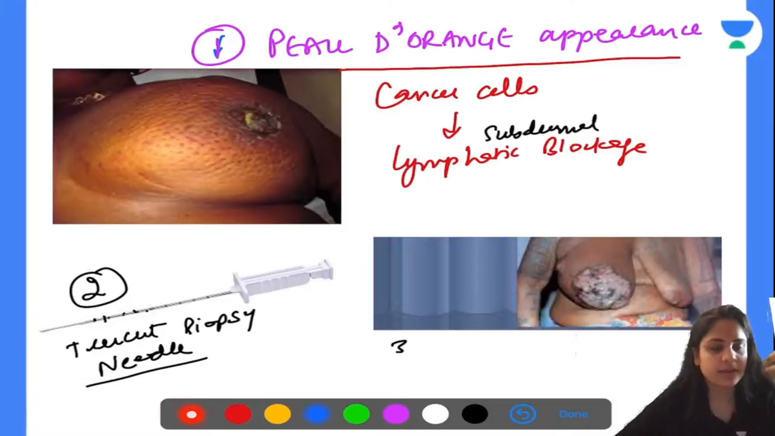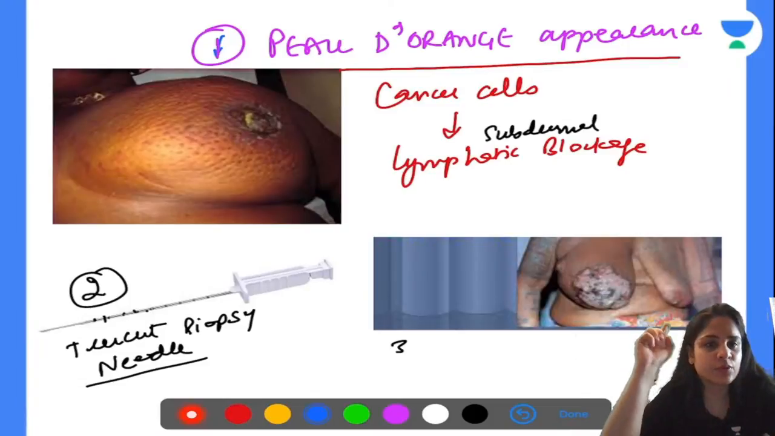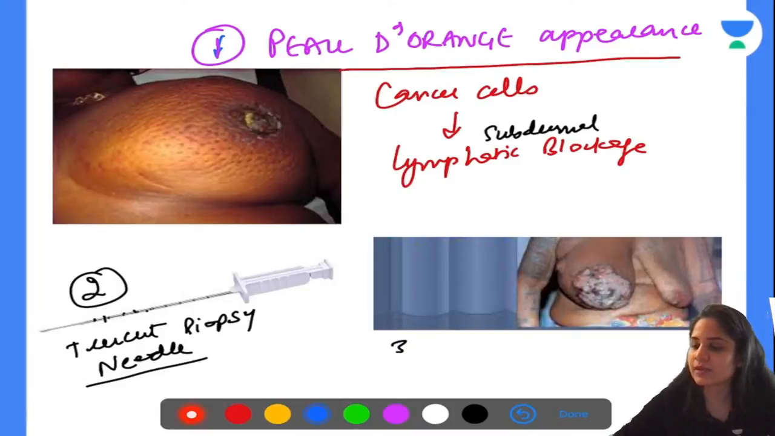Lymphangiosarcoma. Okay. Punch biopsy needle is used for taking samples of the skin. Okay. Your true cut biopsy needle is used for taking two samples. One is that of CA breast and the second is of the prostate gland.